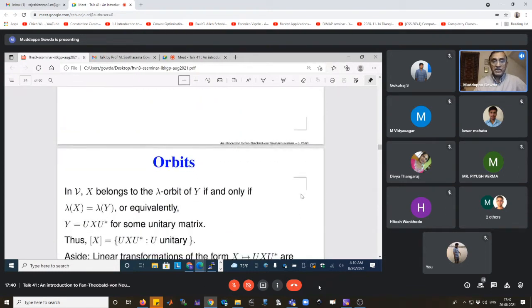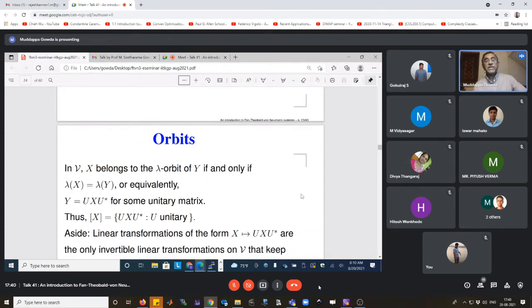Now we come to orbits. In V, remember V is nothing but either Sn or Hn, matrix X belongs to the lambda orbit of Y if and only if lambda X equals lambda Y. Or equivalently, because of this spectral decomposition result, X is nothing but U Y U star for some unitary matrix U. Thus, the lambda orbit of X is nothing but U X U star where U is unitary.